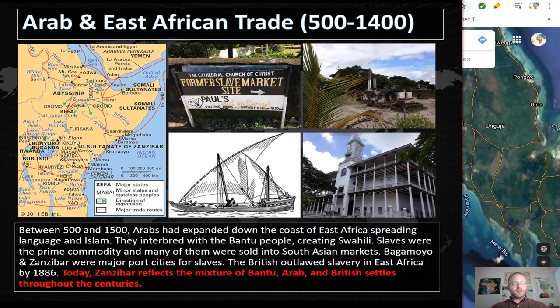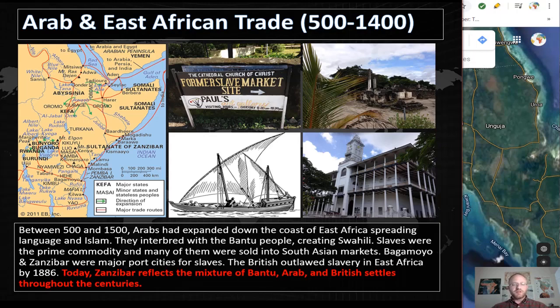Now, the picture on the bottom right here is the slave market and courthouse used to sell slaves to India and Arabia, located in Stone Town, Zanzibar. Now, the invention of the triangular sail by Arab traders, pictured here, allowed traders and fishermen easy transportation of goods and people across the Indian Ocean and through the Persian Gulf.